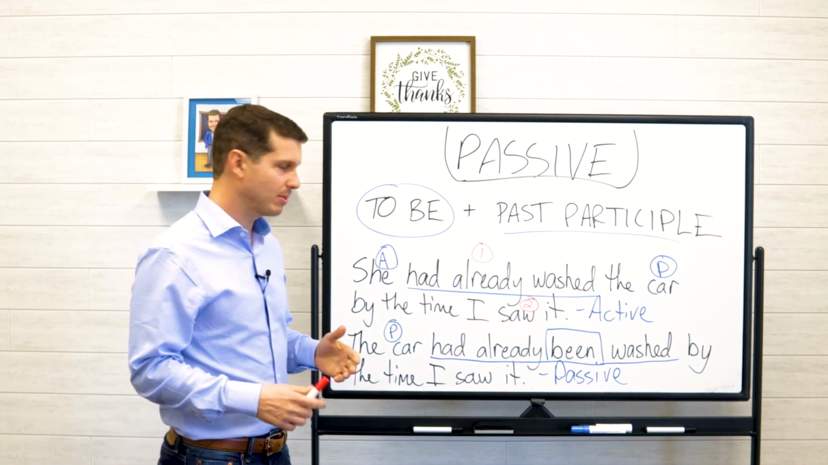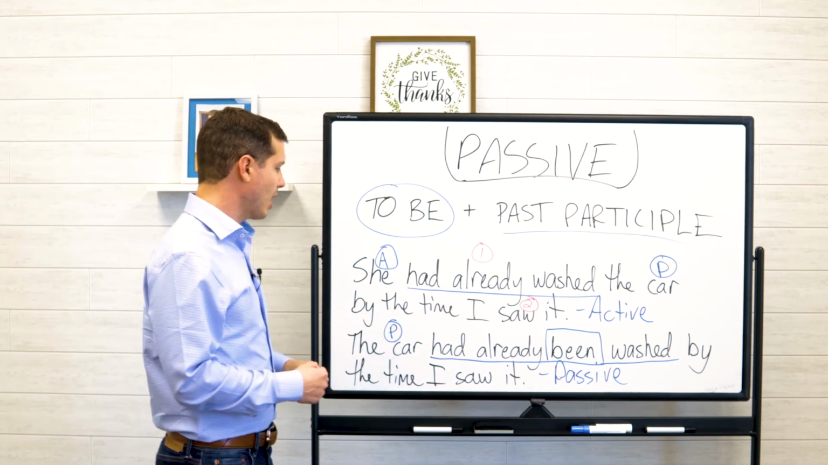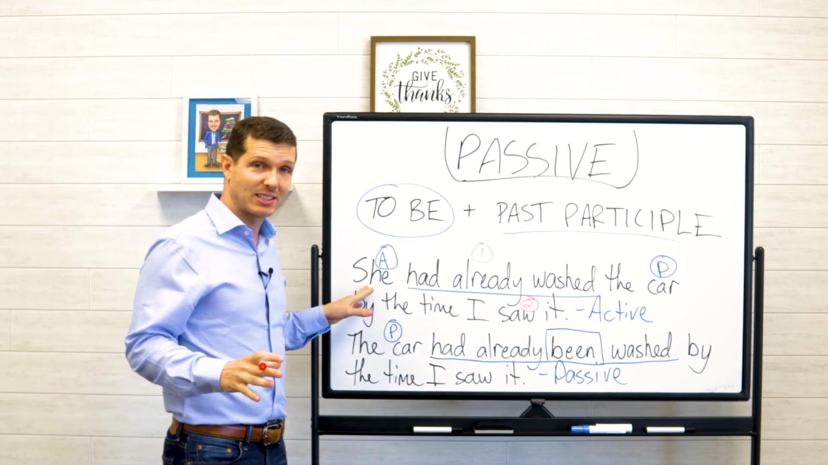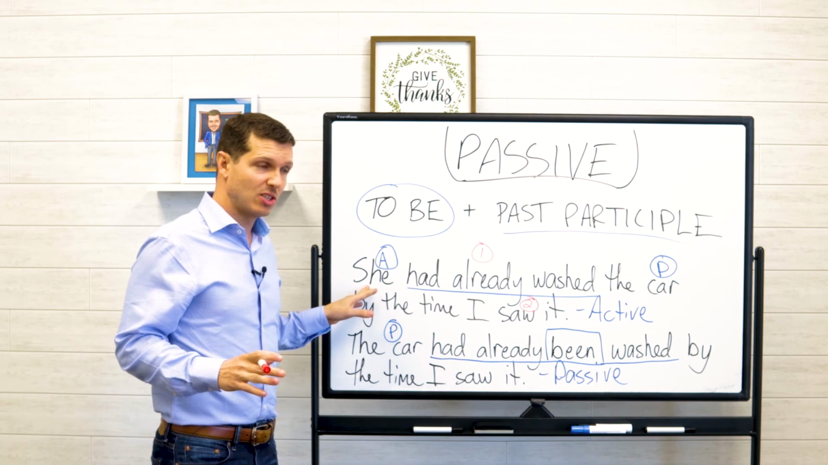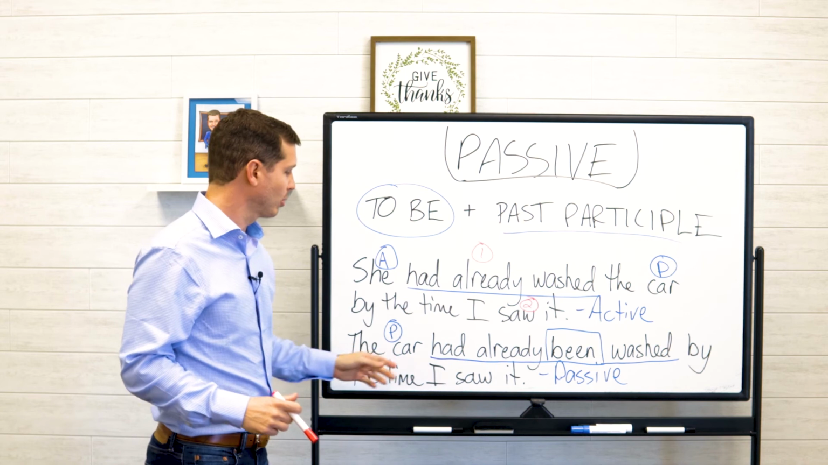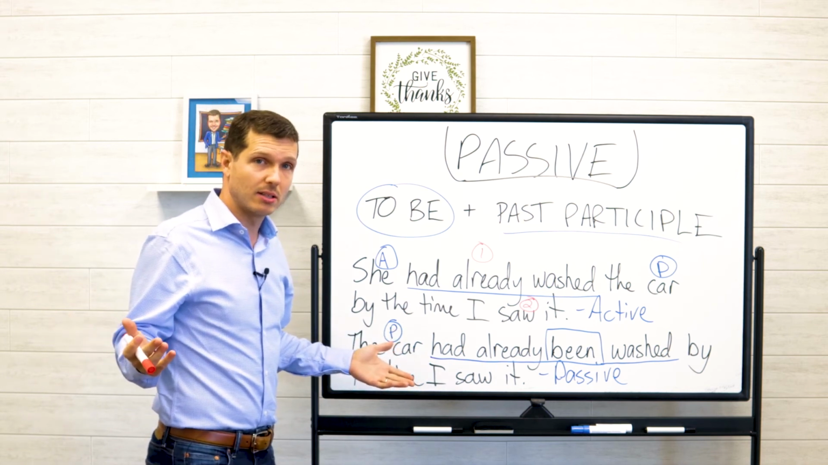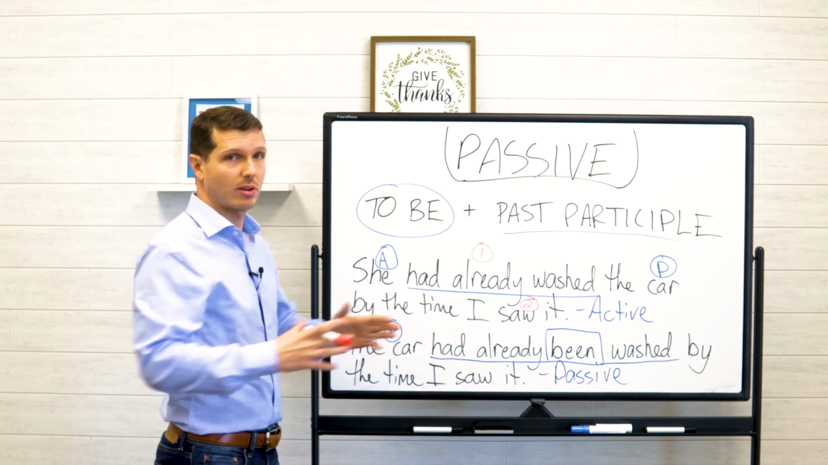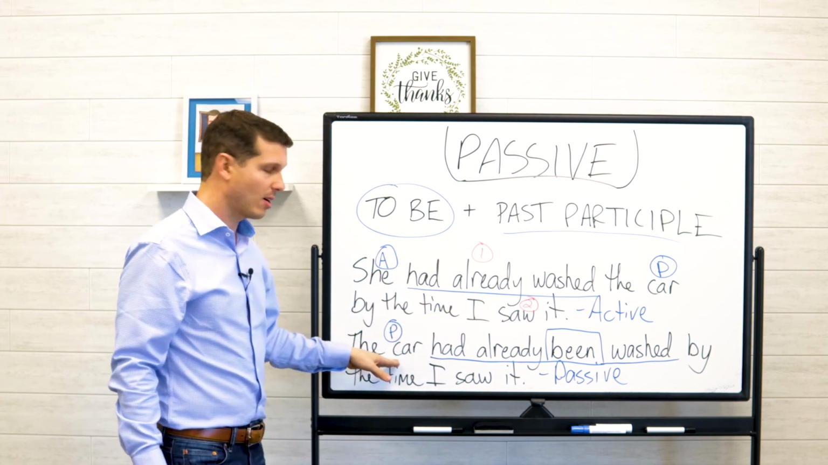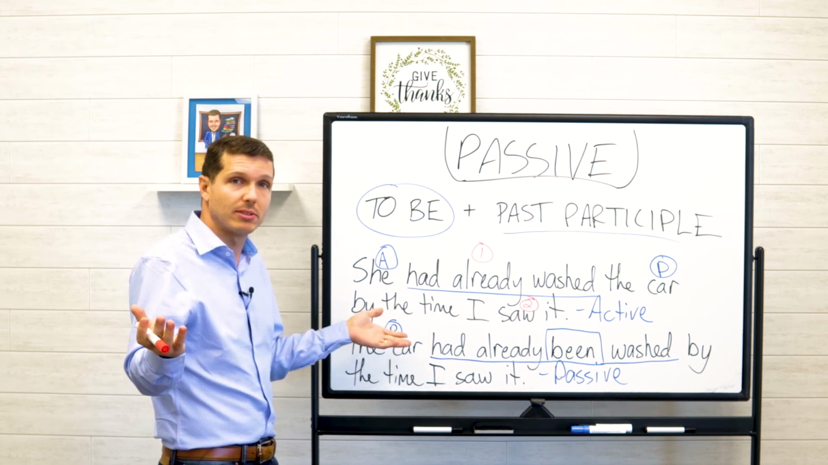And did you notice something else? This sentence started with she. Why? Because she is the active object in this sentence. She is actively doing something. She is washing the car. But what about the car? The car didn't do anything, right? Somebody did something to the car. So that car was passive. Passive means you're not actively doing anything.